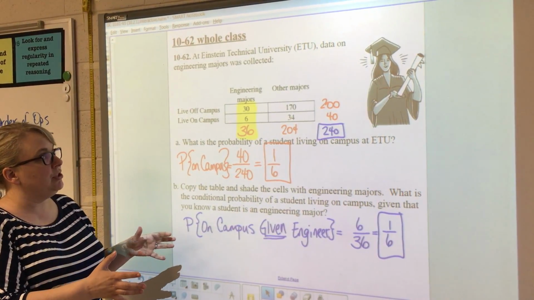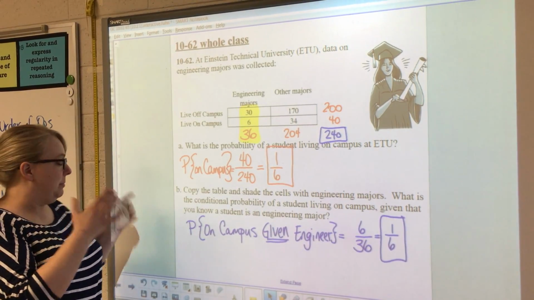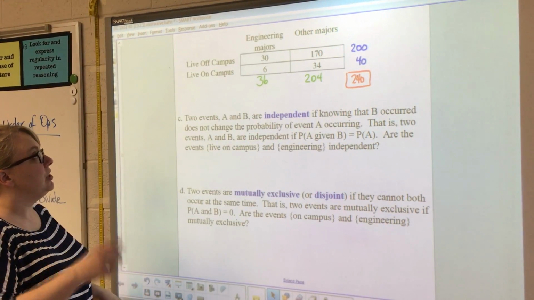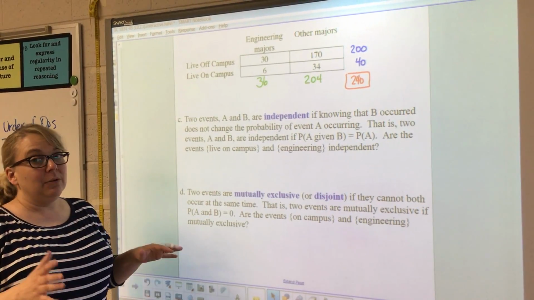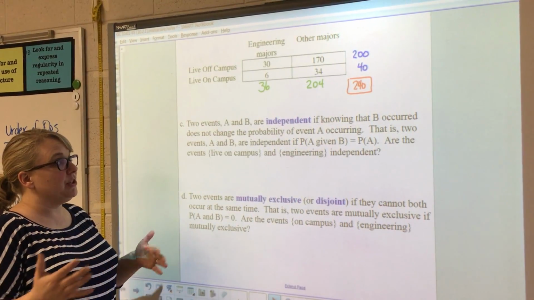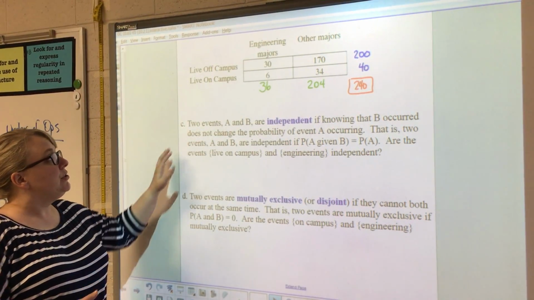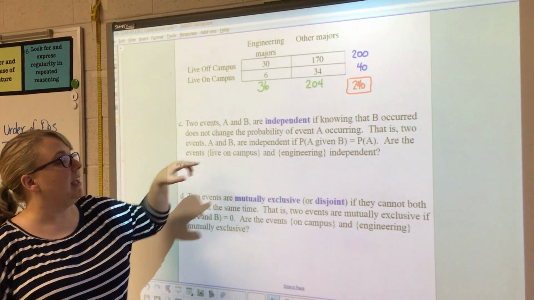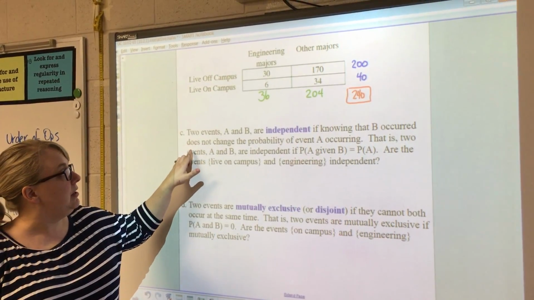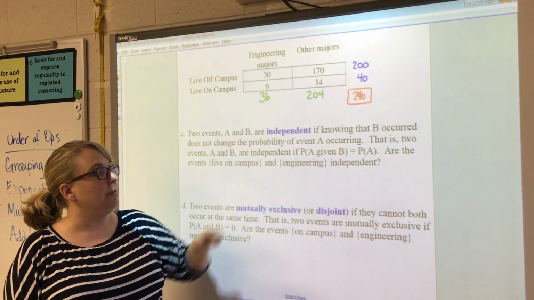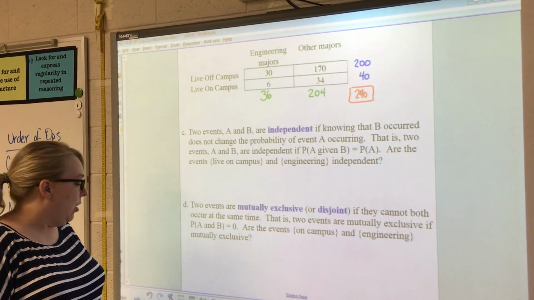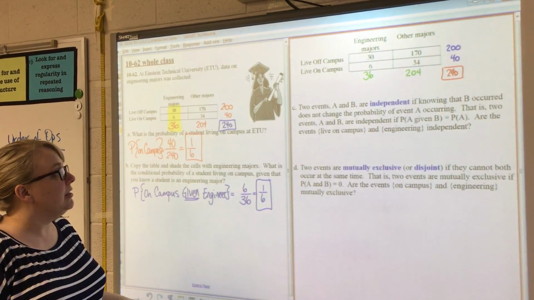Okay, so that is the conditional probability. I know that they're an engineering student. What's the probability they live on campus? So that's the conditional part. Now we come to being associated or being independent. Two events are independent if knowing that B occurred does not change the probability of A occurring. So are these two events independent?